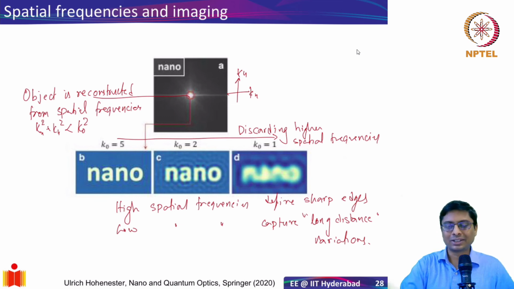So this is how spatial frequencies are a very useful idea in understanding nanoscale objects. This is a theoretical aspect. I hope you are able to understand the idea. And are there any questions now?